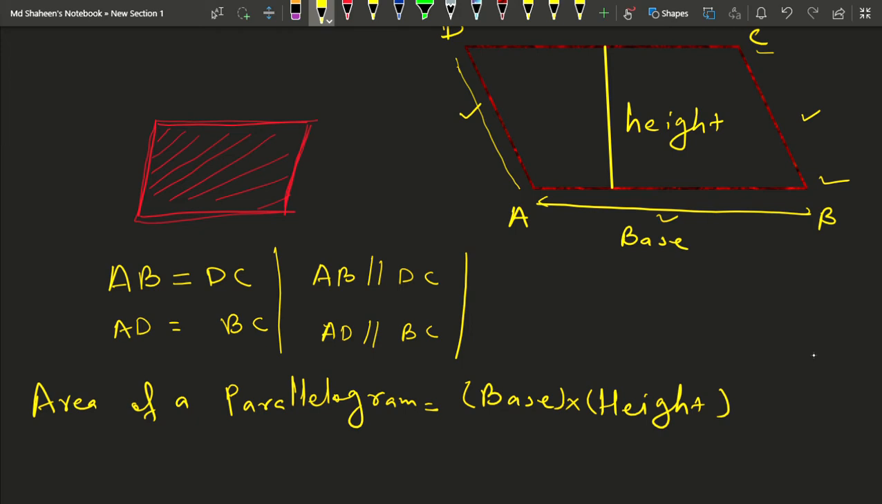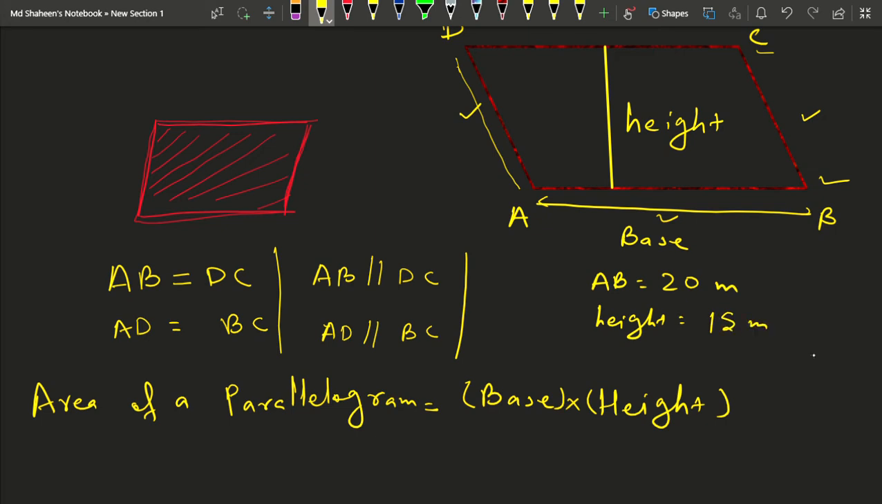So let's assume you know the length of AB is, let's say, 20 meters, and the height is 15 meters. So what will be the area?